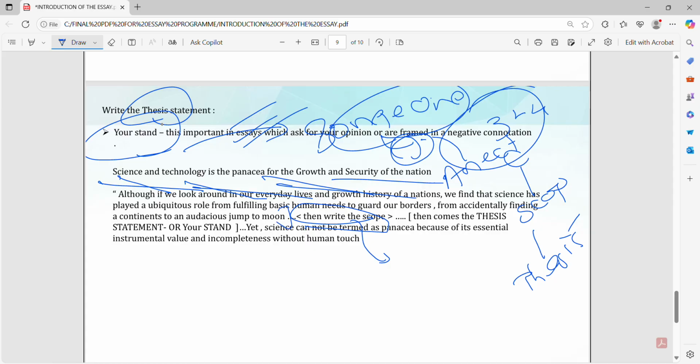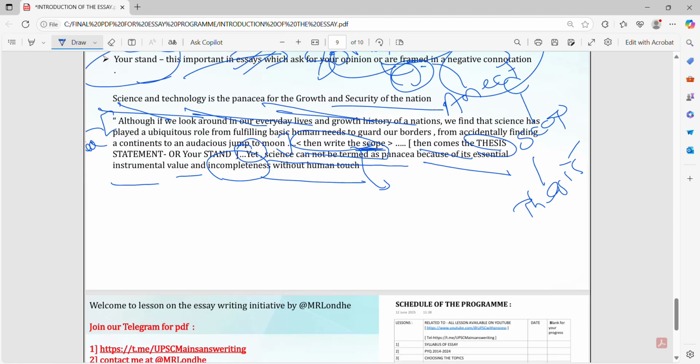From this to this, it is like a quote. Then we write the scope, but here we have not written the scope. Then comes the thesis. What is that? Yet science cannot be termed a panacea because of its essential instrumental value, incompleteness without the human touch. That is how we write the thesis.